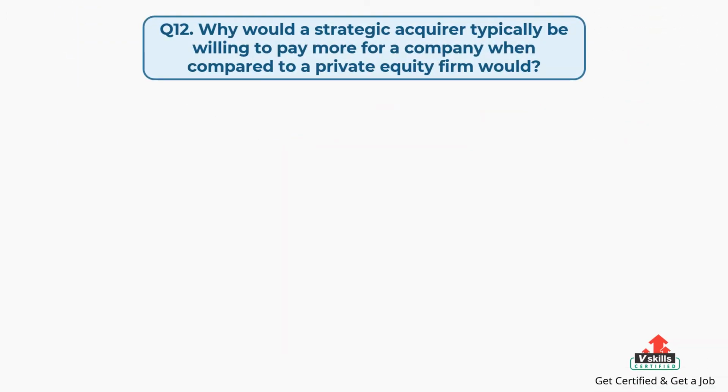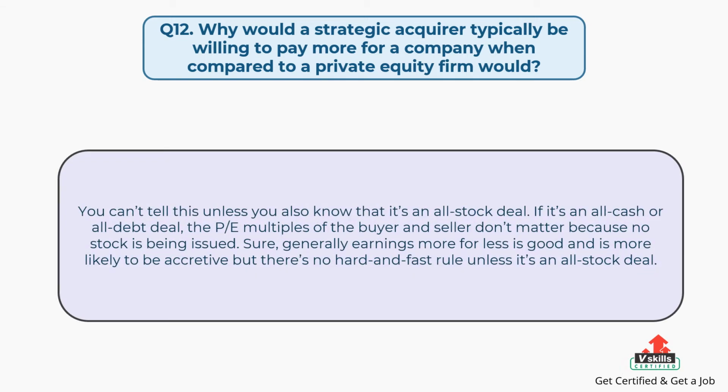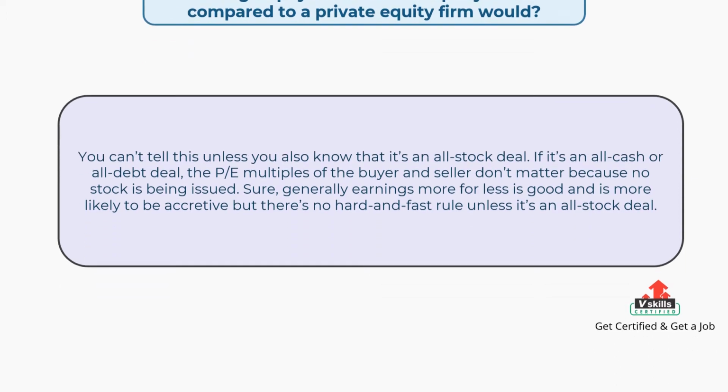Question number 12. Why would a strategic acquirer typically be willing to pay more for a company when compared to a private equity firm would? The answer is, you can't tell this unless you also know that it's an all-stock deal. If it's an all-cash or all-debt deal, the PE multiples of the buyer and seller don't matter because no stock is being issued. Sure, generally earnings more for less is good and is more likely to be accretive, but there's no hard and fast rule unless it's an all-stock deal.